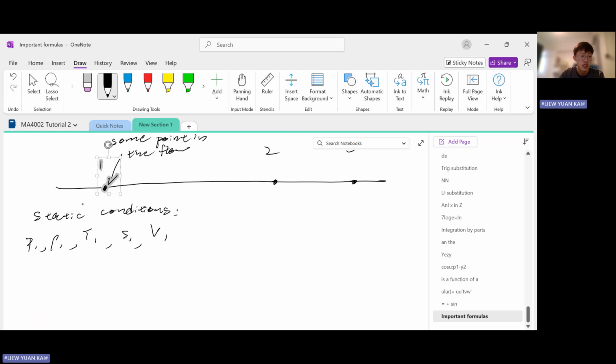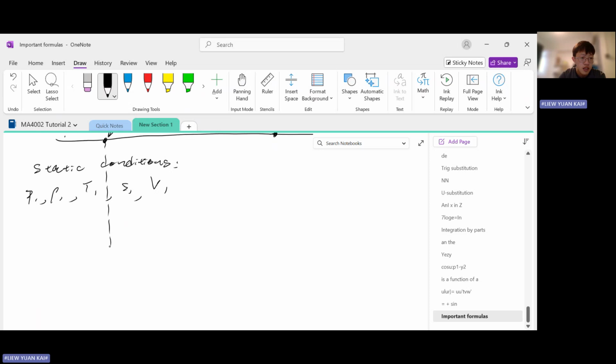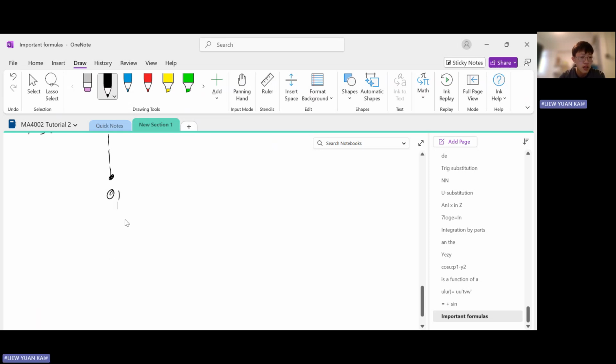So let me draw you this stagnation state first. Here, this dashed line will go to this point labeled 0,1. And this 0,1 is the isentropic stagnation state, or the local isentropic stagnation state. Let me just put the word local here.